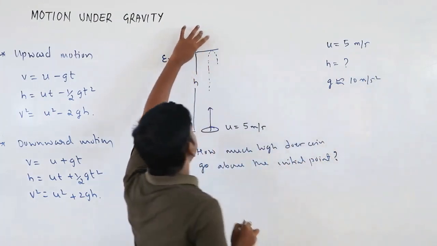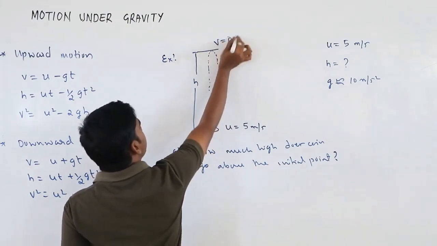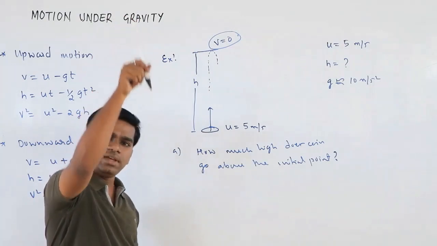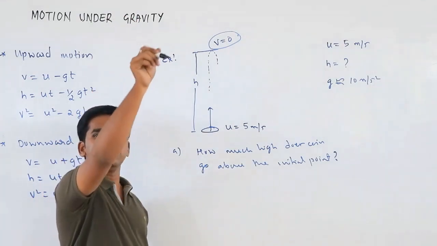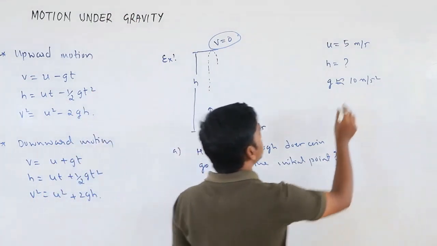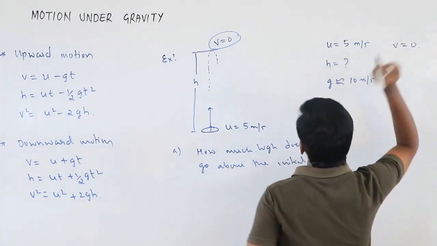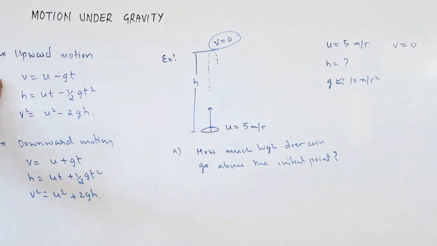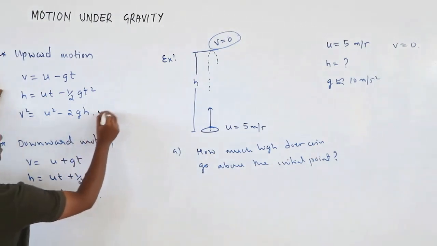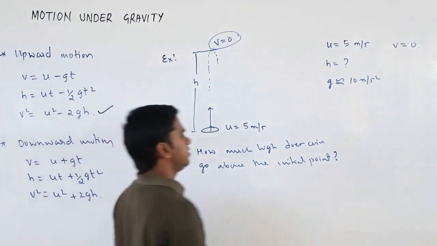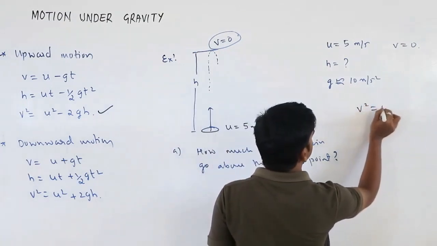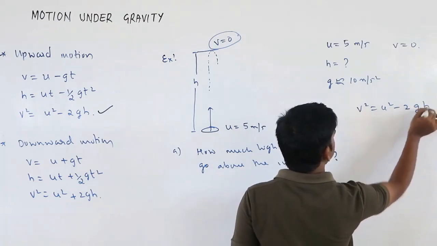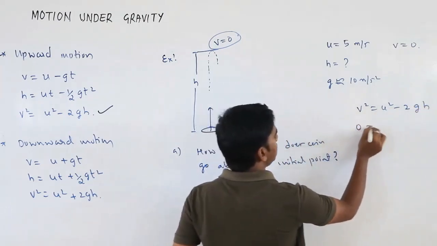What about final velocity? Final velocity is going to be 0, because the coin will go with some speed, then it comes to rest, then comes back. It is going to rest means what? V is going to be 0. For upward motion, these are the equations. So which equation can we use? We can use this equation. So what you can write? You can write V square equals U square minus 2gh. V square is 0.